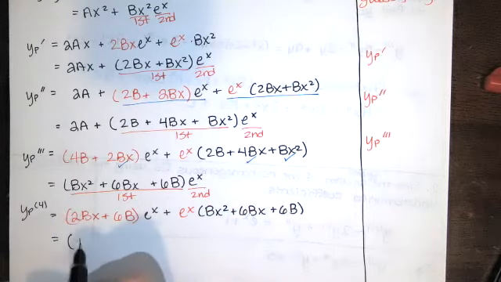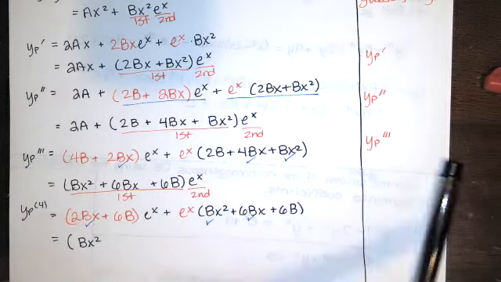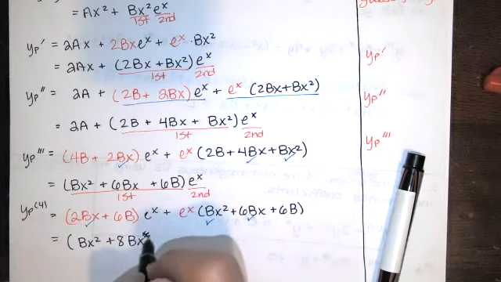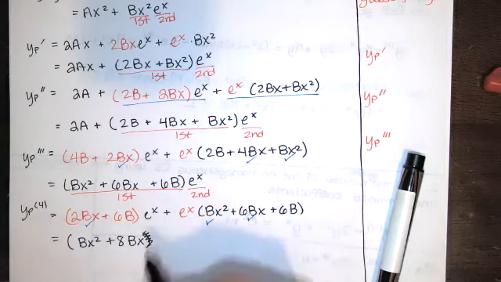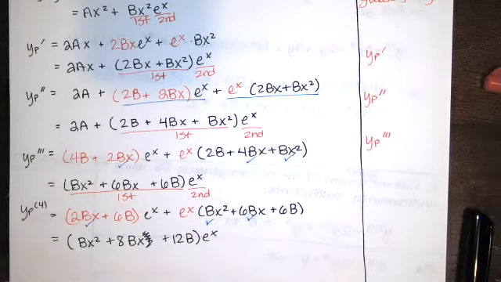Okay, collect like terms. Got my x squared term right there. My x terms, I've got 2bx and 6bx, so that's going to be 8bx. And 6b plus 6b is 12b. And all of that's multiplying our exponential.